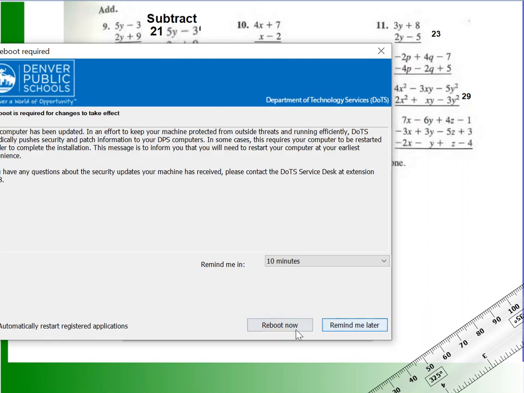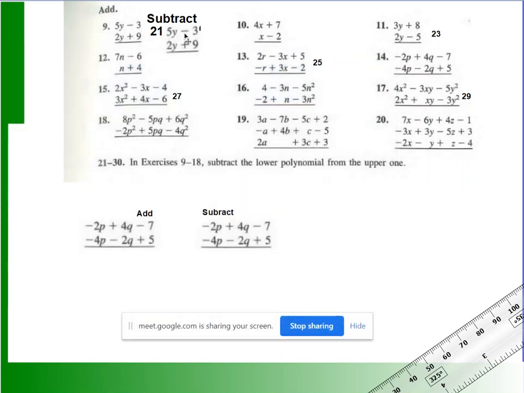exact same binomials, but instead of adding them like you do in problem number 9, you are going to subtract them, which means problem 11 is also problem 23, but you're going to subtract. 13 is also problem 25, again, subtraction instead of addition. 15 relates to 27, 17 relates to 29. So does that make sense so far?